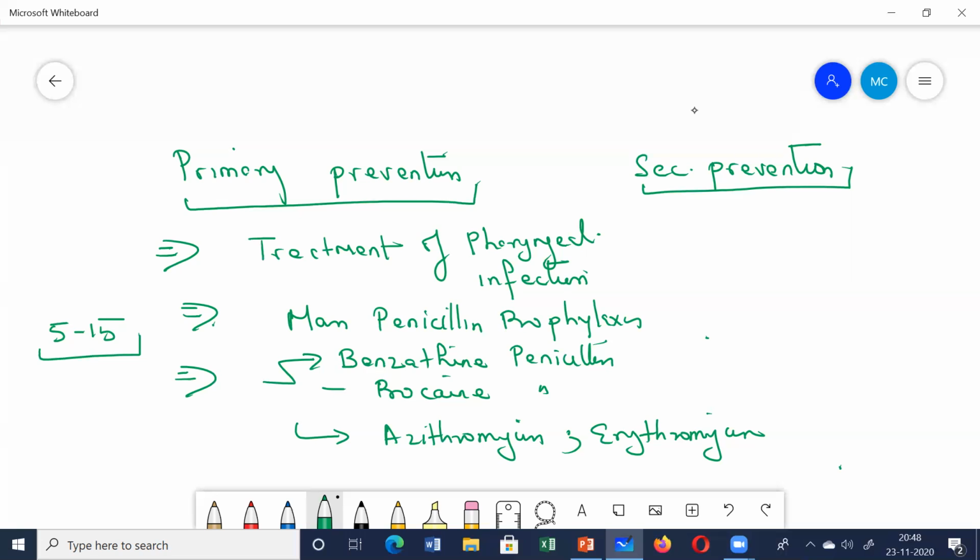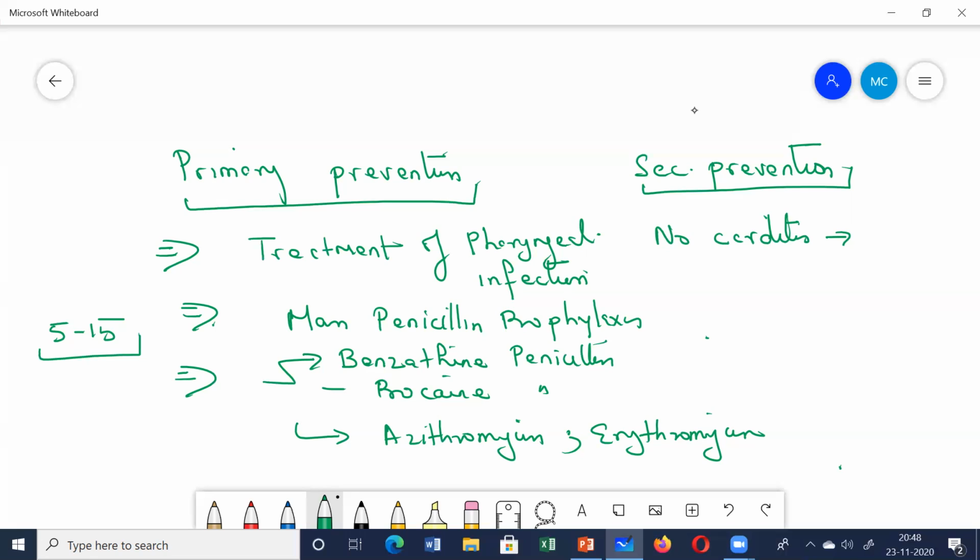Right. So next comes secondary prevention. Secondary prevention means the patients have already developed and experienced a documented attack of rheumatic fever. So there are some outlines regarding the duration of the treatment. You'll take the history from the patient and see the previous reports. He must have kept the reports from his previous treatment.